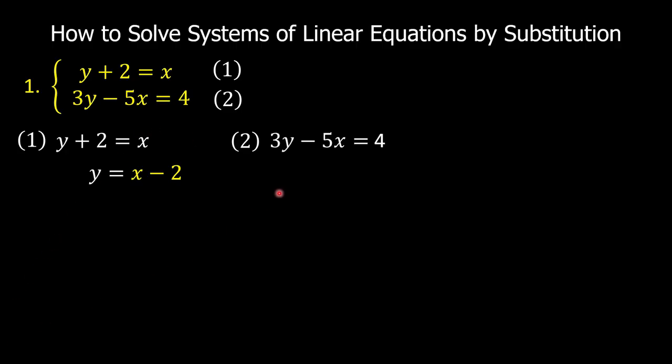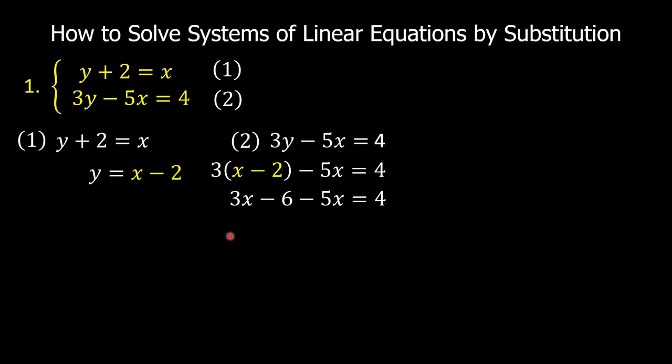The second equation is 3y minus 5x is equal to 4. We substitute x minus 2 for y. So we have now 3 times the quantity x minus 2 minus 5x is equal to 4. We apply the distributive property of multiplication to get rid of this parenthesis. So we have now 3x minus 6 minus 5x is equal to 4.